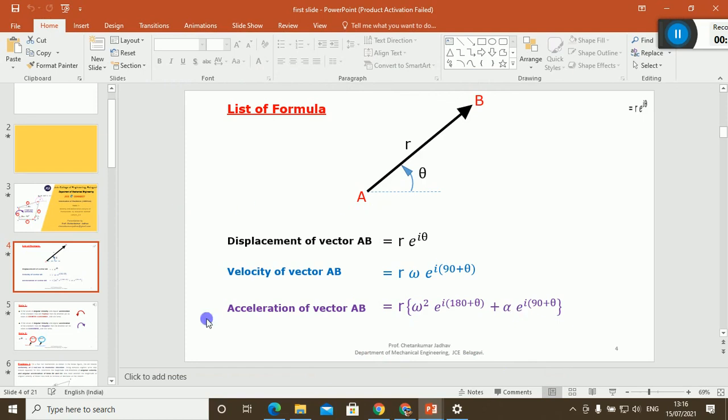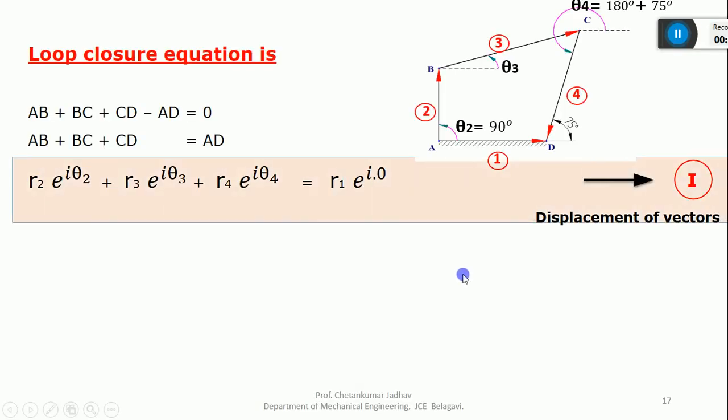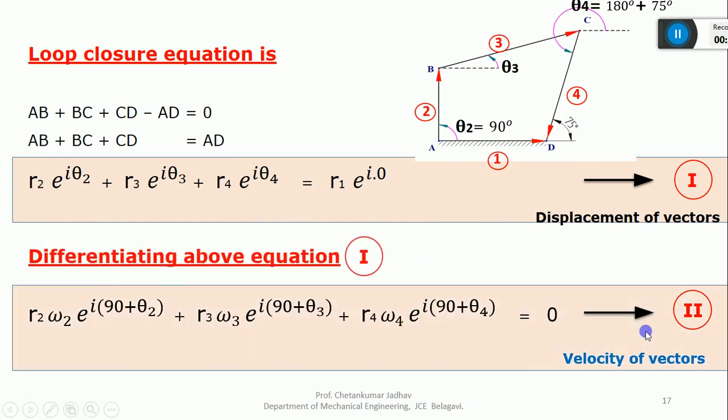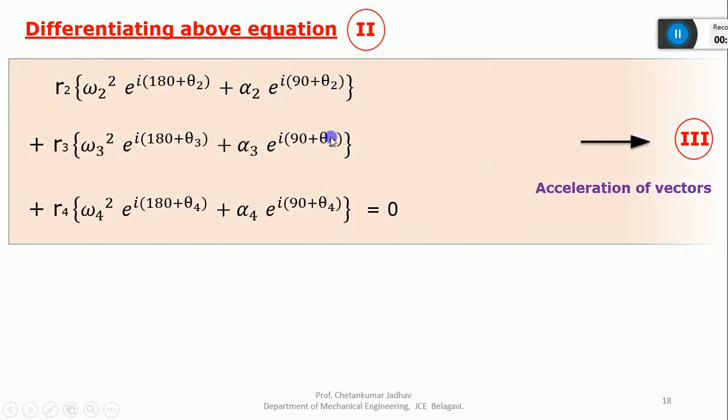After this, when you differentiate equation 2, you'll get the acceleration. This is the first displacement. After differentiating, you got velocity. Again, one more differentiation, you'll get acceleration. So differentiating the above equation, that is the velocity vector, directly using that formula, I have written here r2 omega 2 square e raised to i(180 plus theta 2) plus alpha 2 e raised to i(90 plus theta 2).